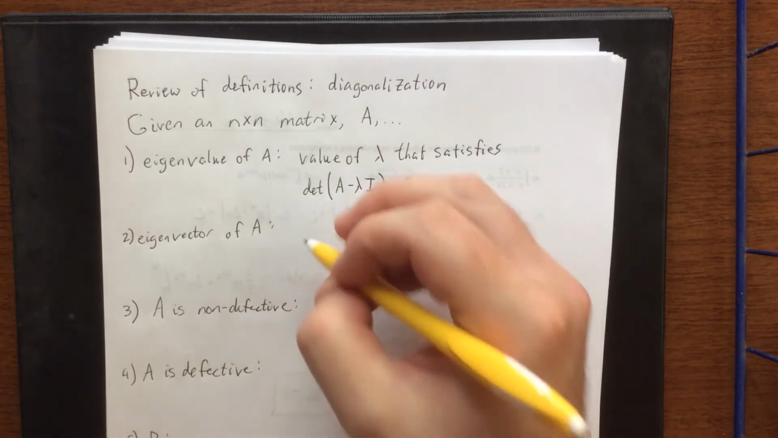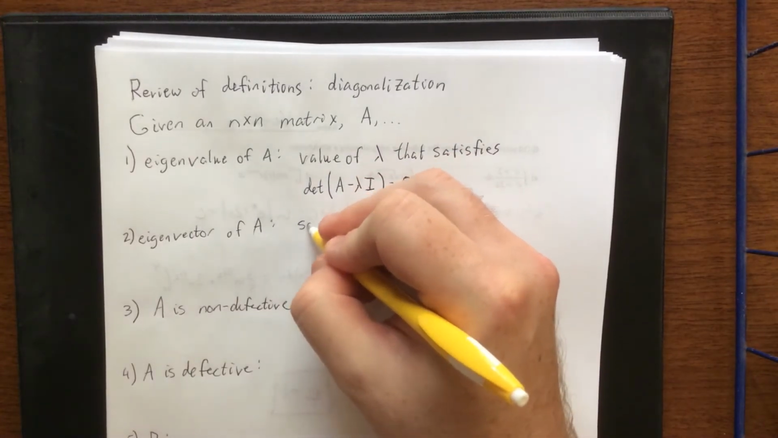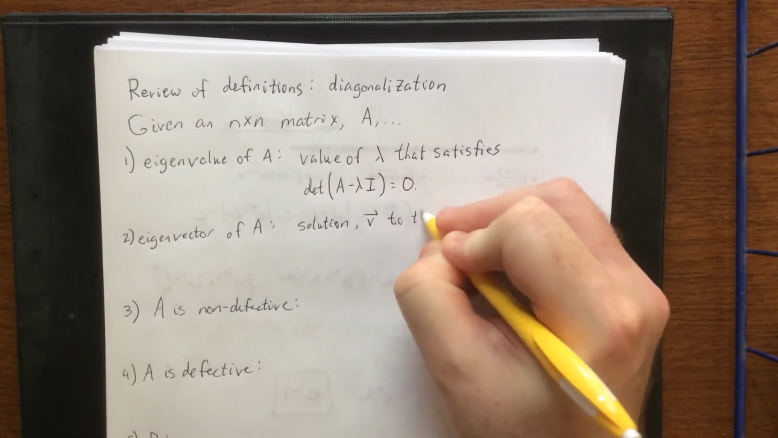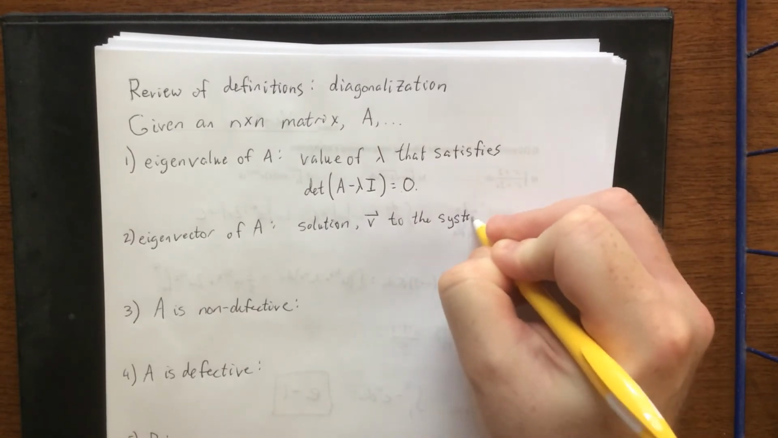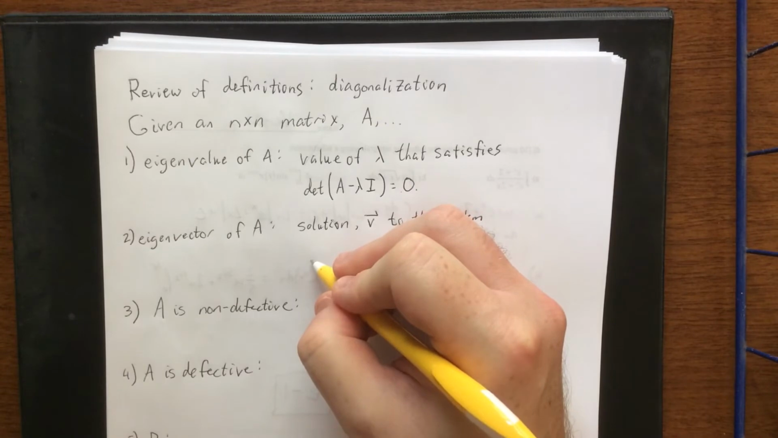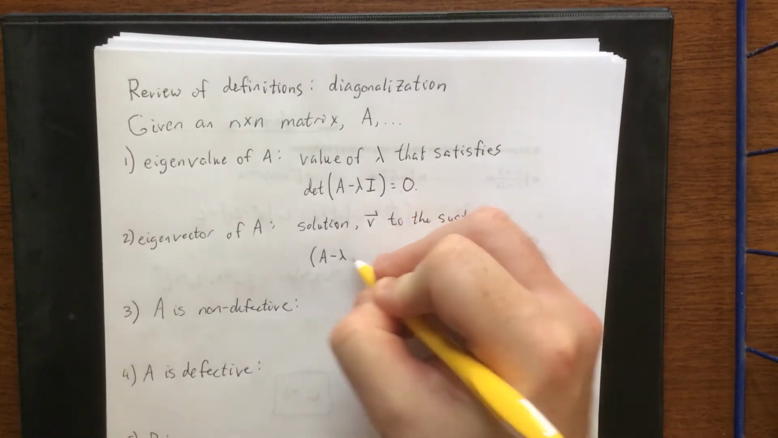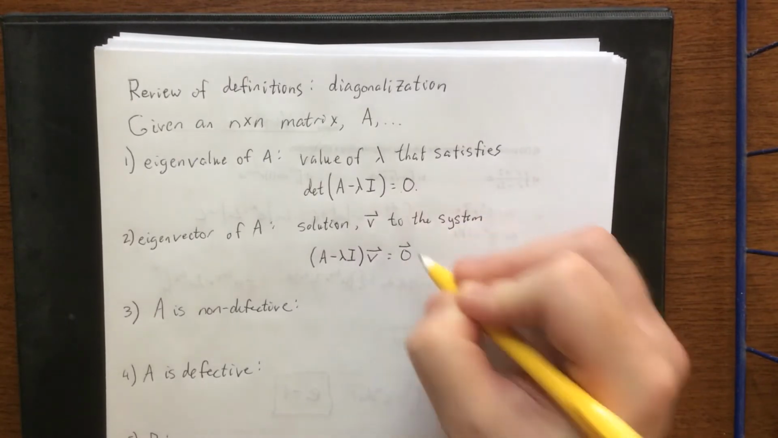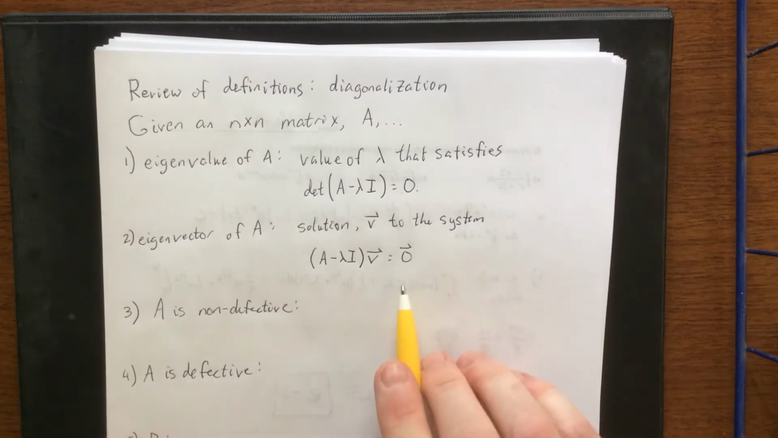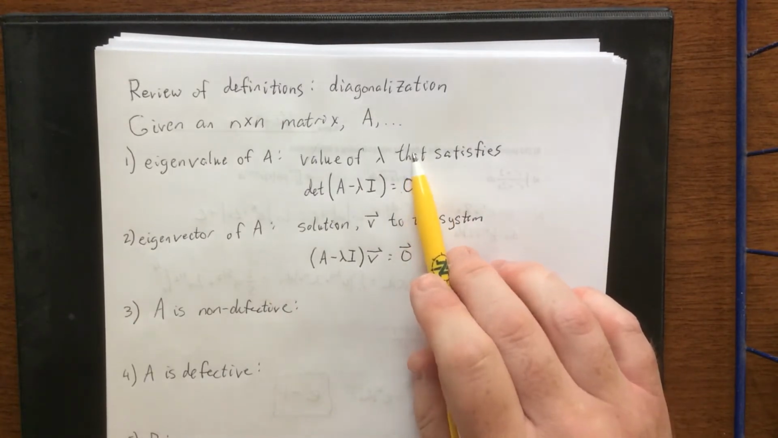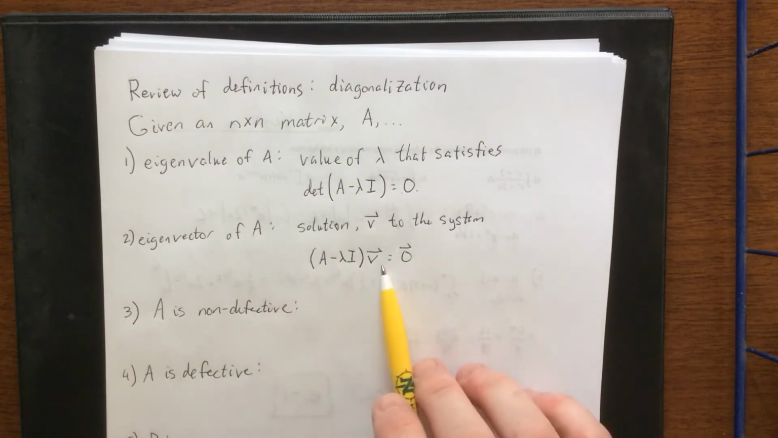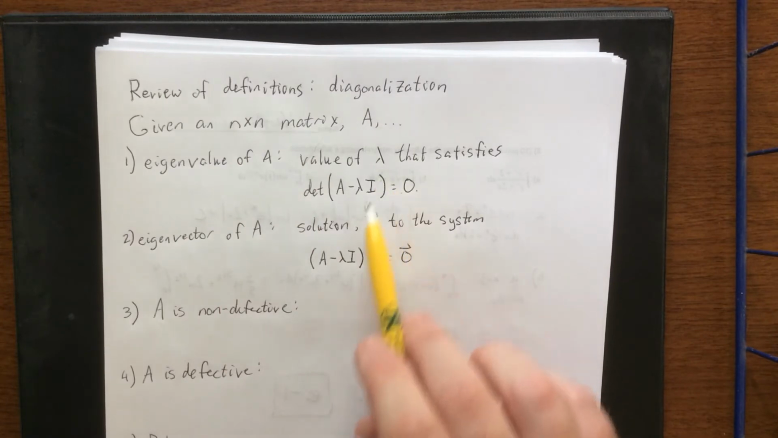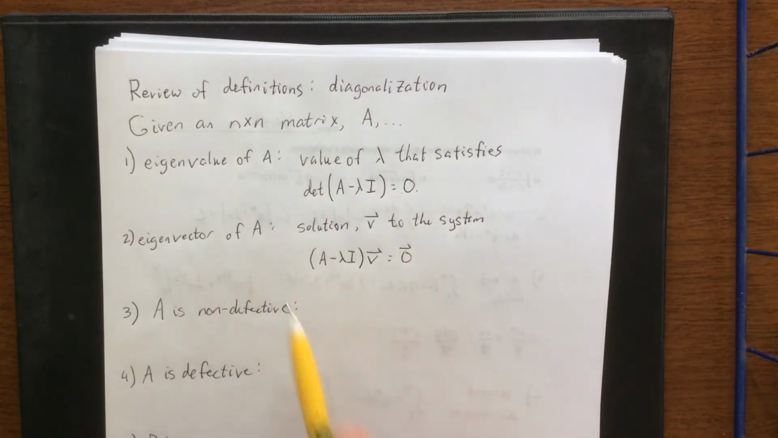An eigenvector of A is going to be a solution V to the system of equations created by saying that A minus lambda I, or lambda I minus A, once again, times vector V is equal to the 0 vector. Now, for each different eigenvalue of A, there will be a corresponding eigenvector of A. So ideally, we should wind up with n different values of lambda and n different corresponding eigenvectors of A.